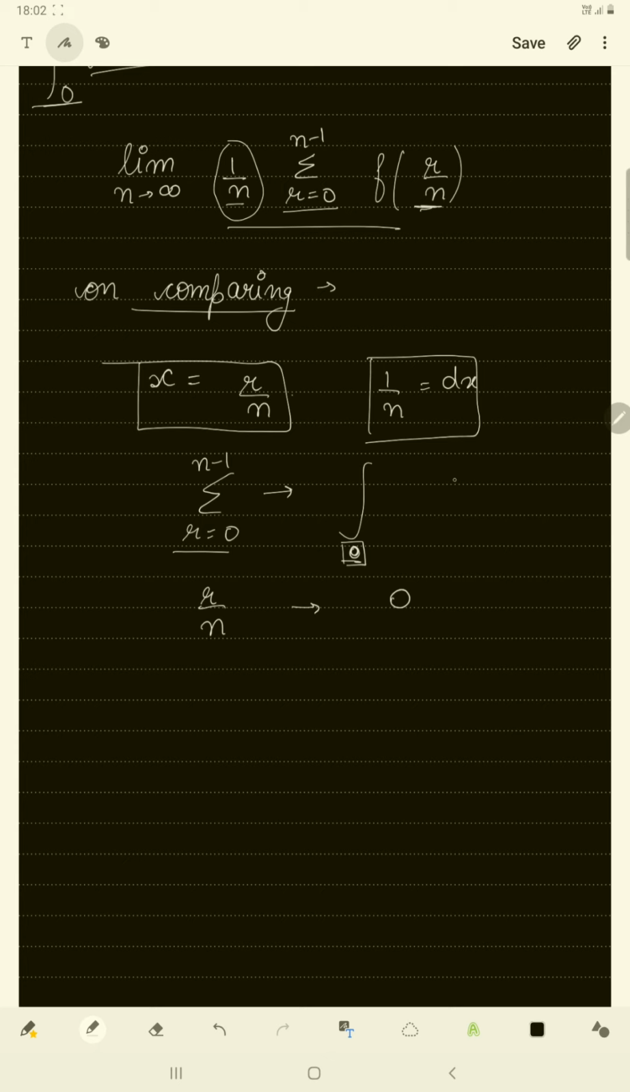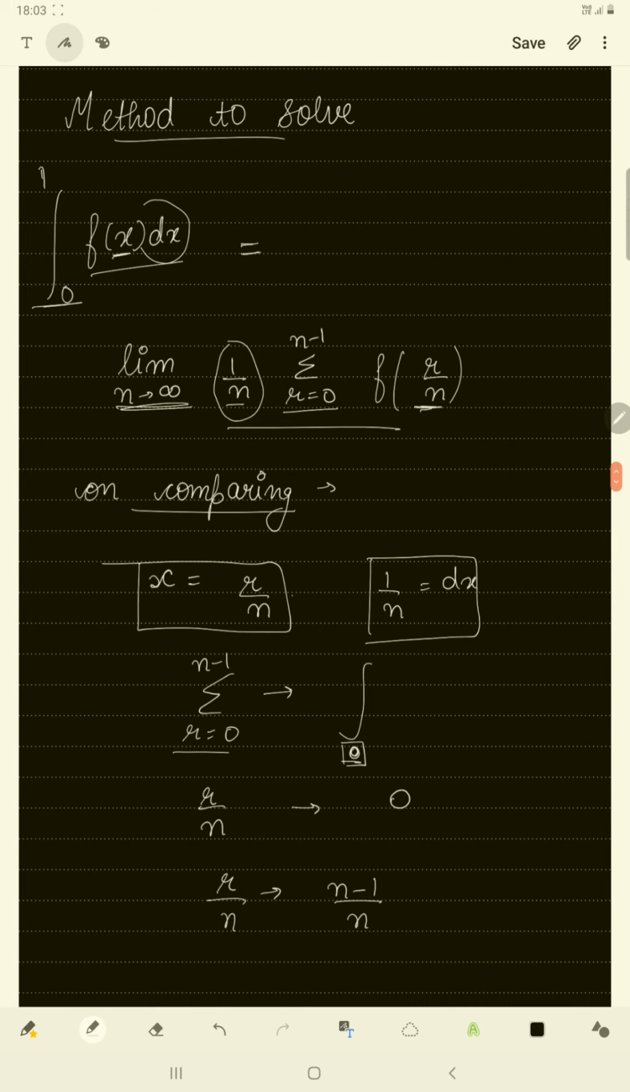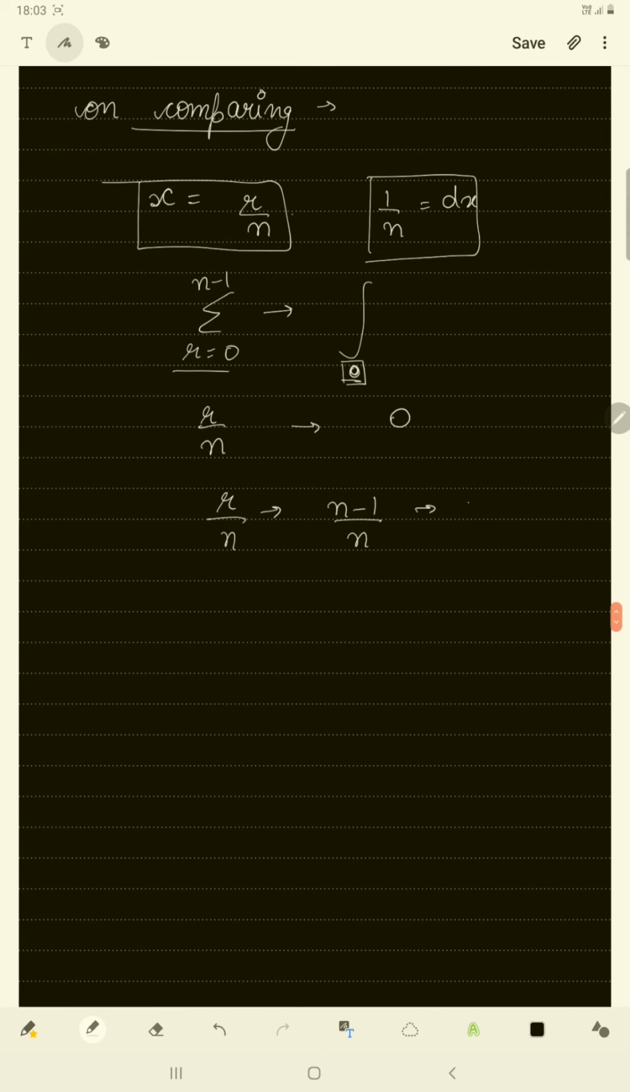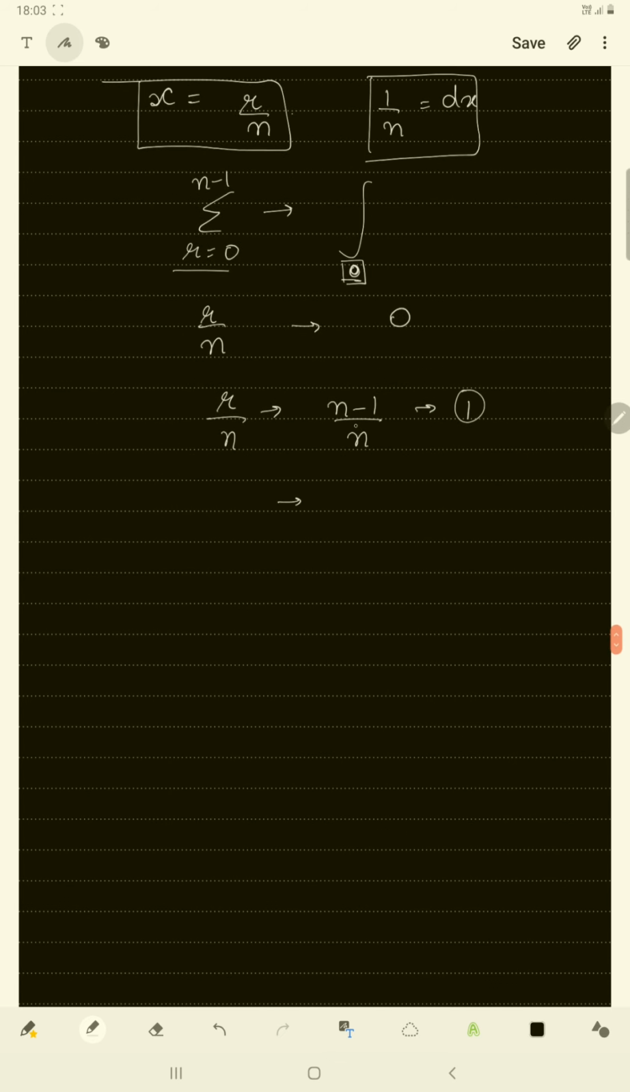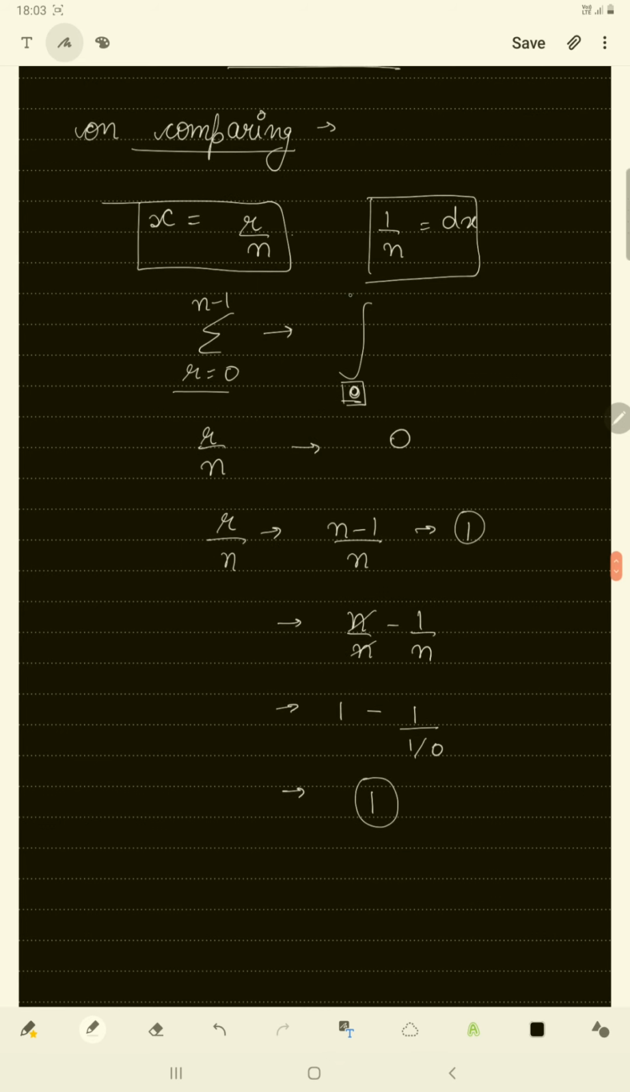And when we put r upon n as n minus 1 upon n, we know that n is tending to infinity, so we can write this as 1. Now let me show you how I wrote it as 1. We can divide this, and we have n by n minus 1 by n. Now n by n is 1, and 1 upon n is 0 because n is infinity, so we get a 1 over here. So now the upper limit can be written as 1.